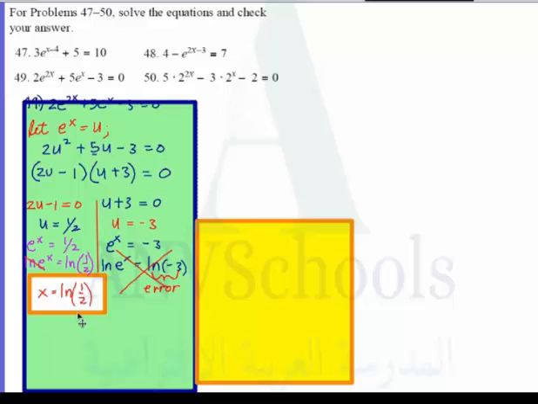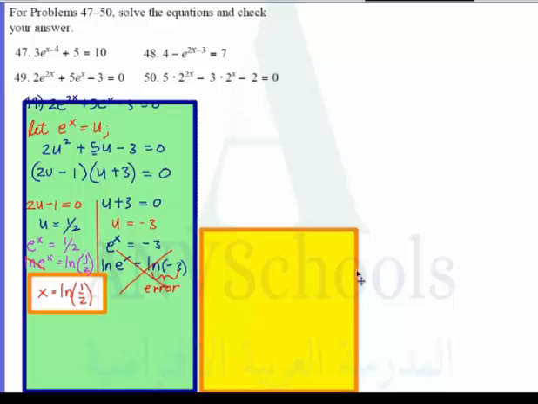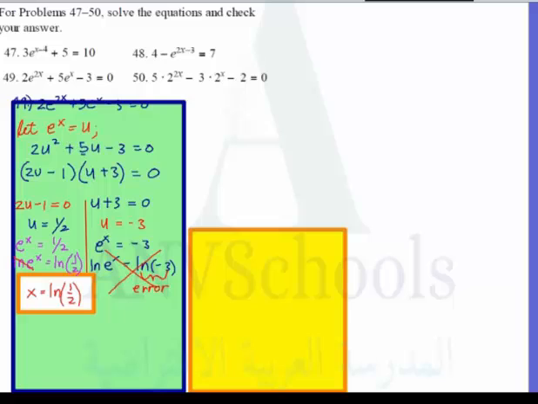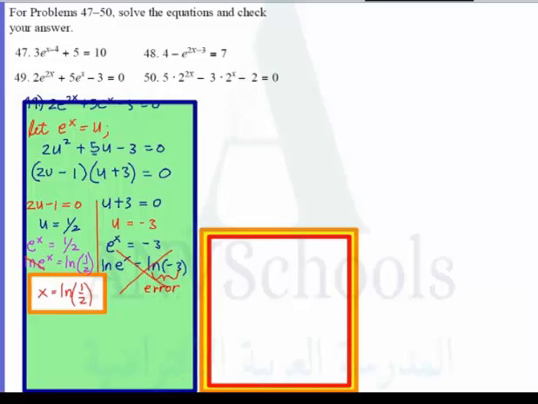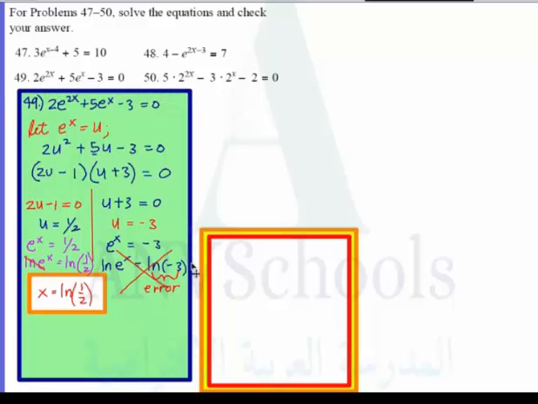Okay, so this is my answer for x. Now let me check this. Is this argument valid? Now let me see. And check, okay? And I have to move this up. So let me check.